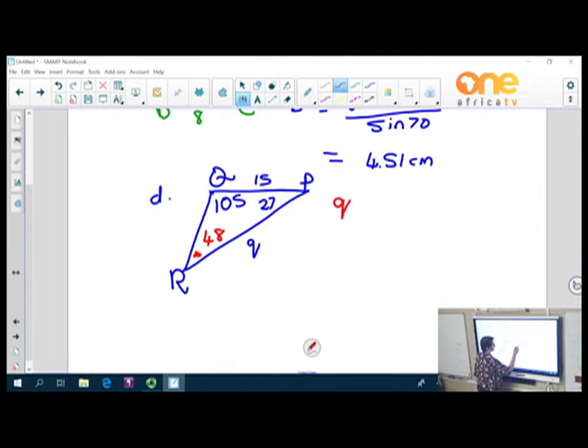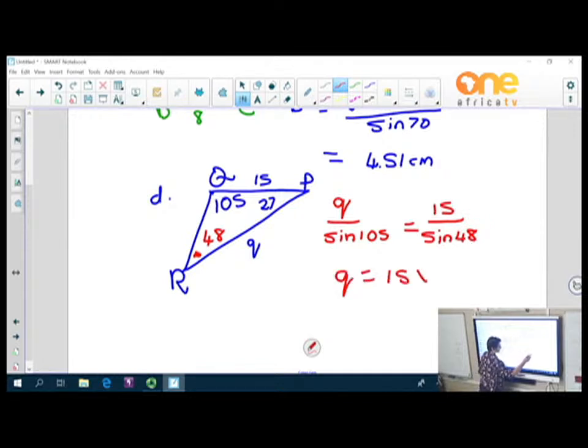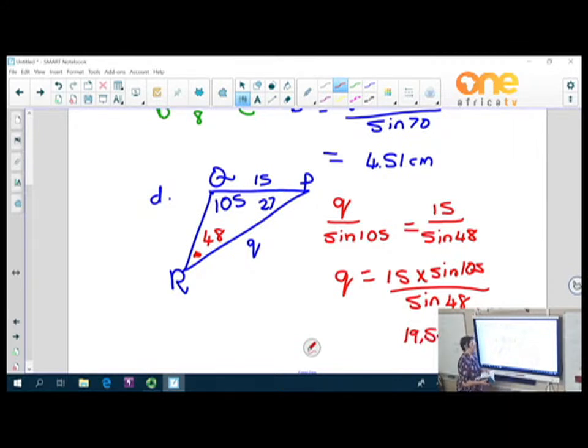So I want to calculate Q. Q is opposite sine 105 degrees is equal to, and now I'm taking this one, so it is 15 over sine 48 degrees. Here we do multiplication. 15 times sine 105 divide by sine 48. Divide by sine 48, and the length of Q is then 19.5 centimeters. So these ones were all about finding the side.